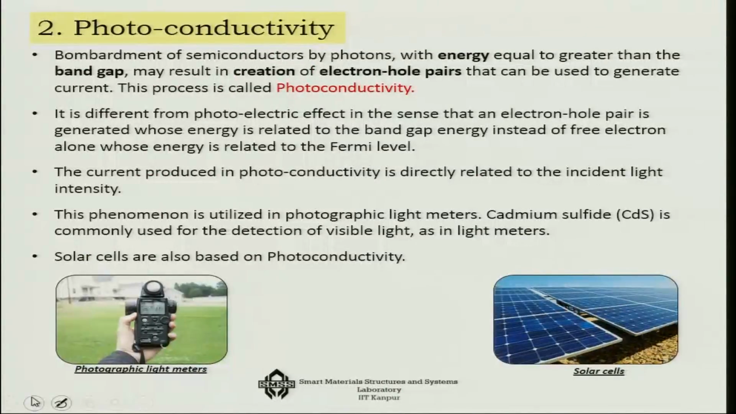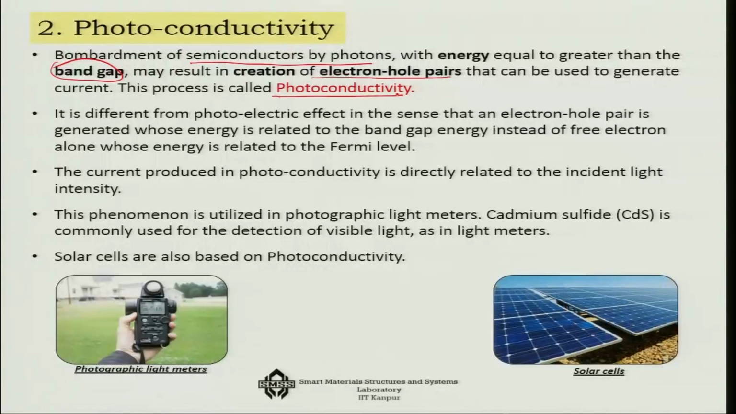The second interesting case is called photoconductivity, which is important for materials like semiconductors. If you bombard the semiconductors with photons having energy greater than the band gap, they can create electron hole pairs, and these can be used to generate a current. That is known as photoconductivity.